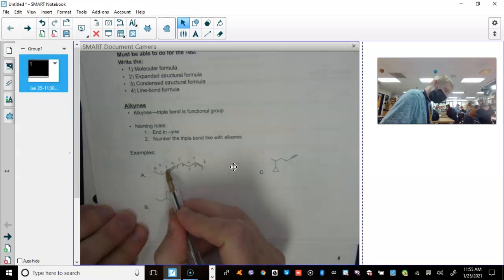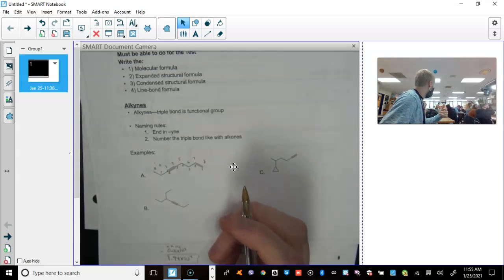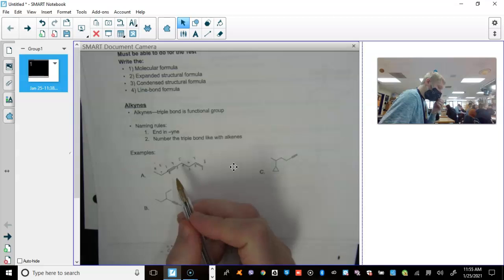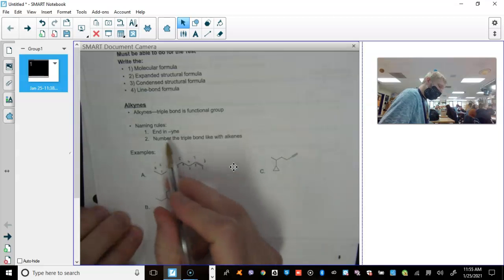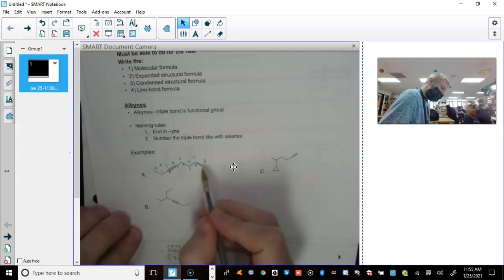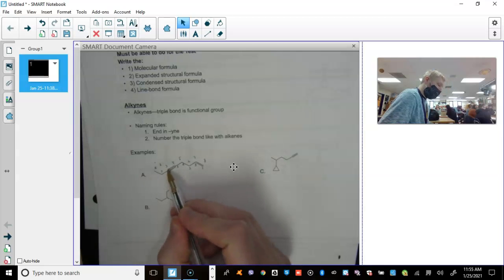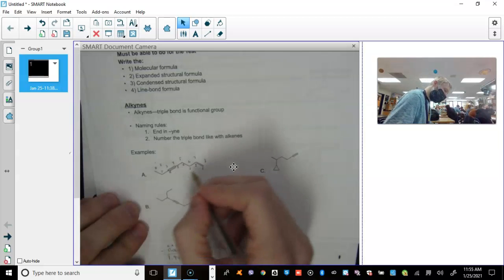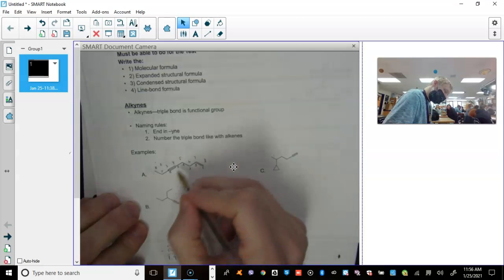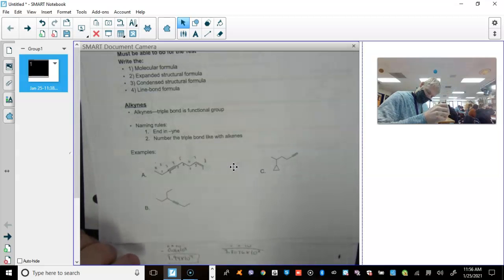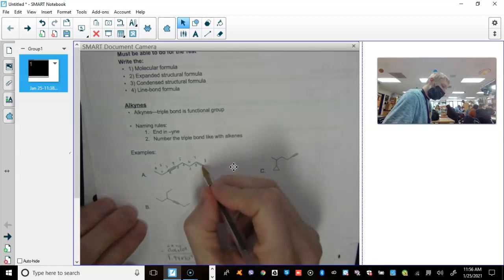All right, so we got 1, 2, 3. And if we're playing euchre, organic chemistry style, triple bond trumps double bond, so it's more powerful in terms of where we do our numbering. That's what it says right here: number the triple bond, like with alkenes. So we're focusing on the triple bond. So it's 1, 2, 3, or it's 1, 2, 3, 4, 5. So we're going with 3, and this is 8 carbons, which is an octyne. Make sure I get this right. Okay, so the double bond is right here on the. Well, no, actually.